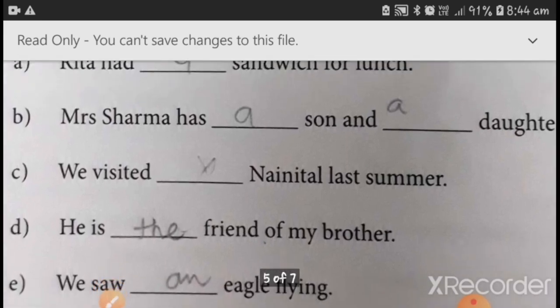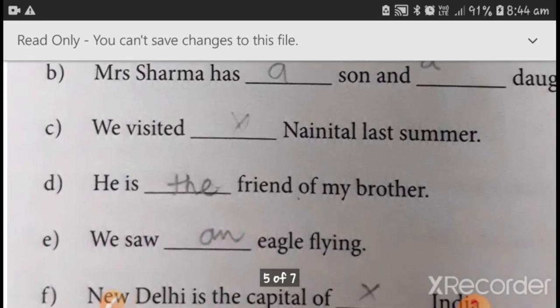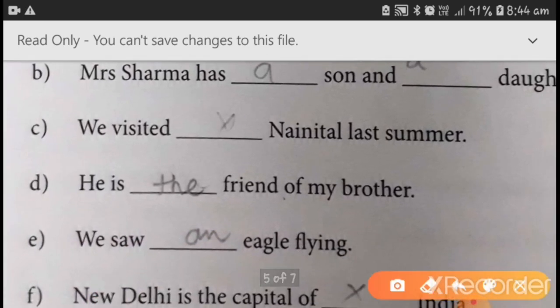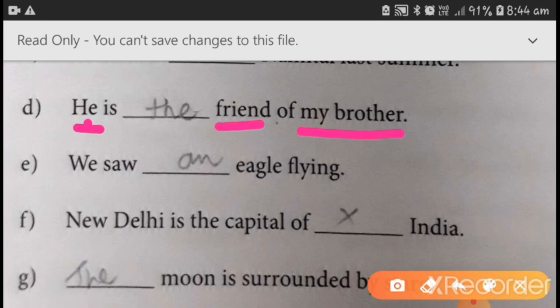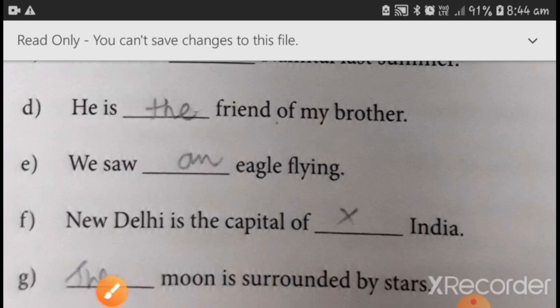Now: Mrs. Sharma has a son and a daughter. We visited Nainital last summer. We will not use any article here. Now: He is the friend of my brother. It means they know very well who the friend of his brother is. So we have to use the article because here the listener and the speaker both know very well. They are talking about their friend.